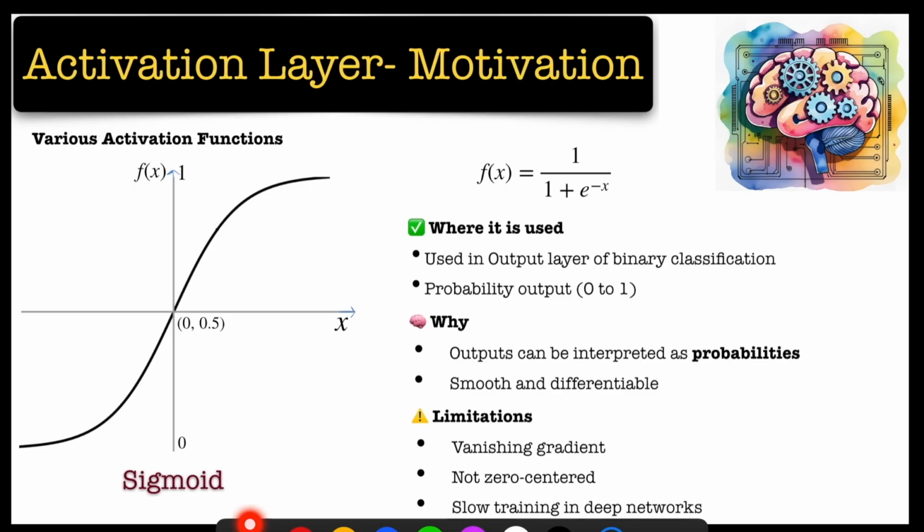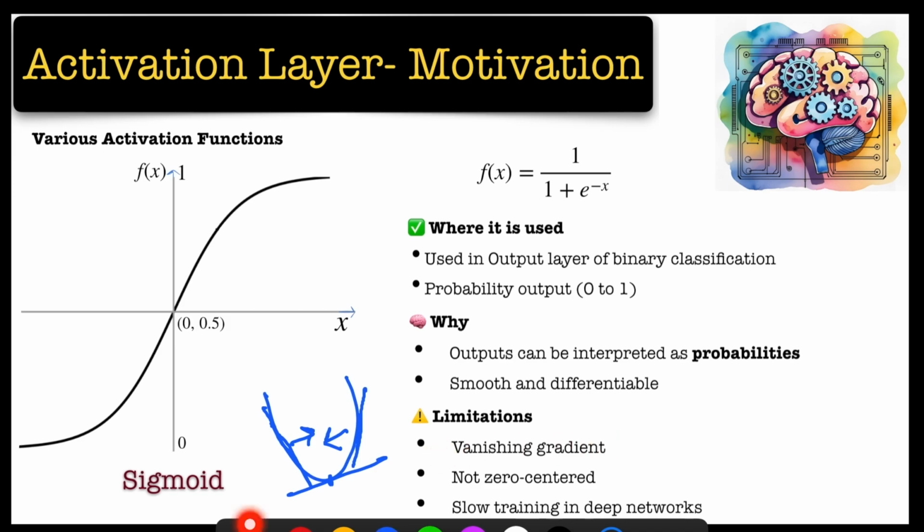A few limitations. The first one is vanishing gradient. Vanishing gradient is an important topic, so I will create a separate video for it, but I'll just give the idea. To train the model, we use gradient descent, and the loss curve looks like this. We calculate the gradient. If it is a positive gradient, we move in the negative direction. If it is a negative gradient, we move in the positive direction. Our goal is to reach the minimum position.